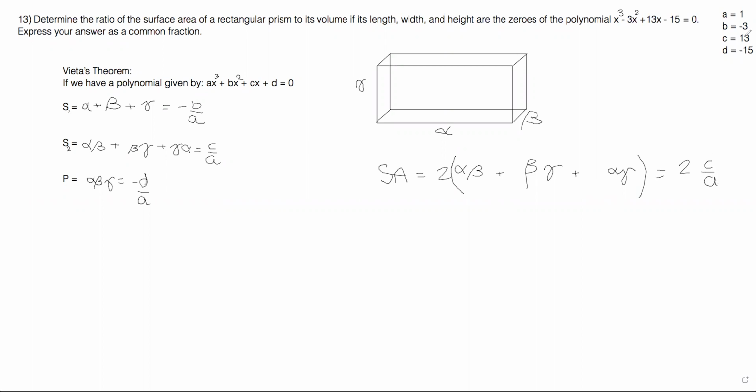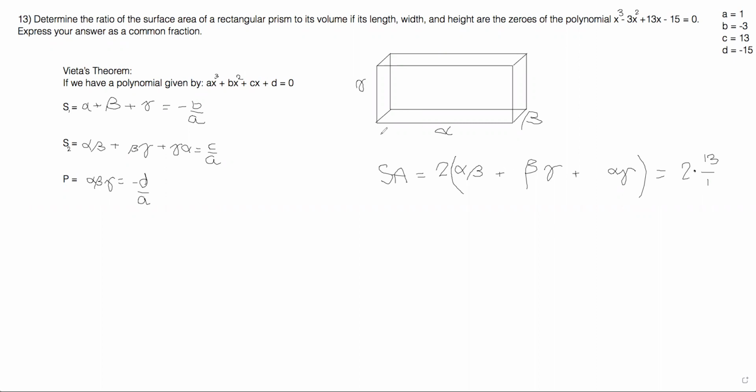We know that C is equal to 13, and we know that A is equal to 1. So C over A is 13 over 1. You might be wondering what the 2 is for, because without the 2, this is totally supported by Vieta's theorem. It makes perfect sense logically and geometrically, but we multiply both sides by 2 to get the surface area, because without the 2, we only have half of the surface area. So this is 2 times 13 over 1. All right, looks good so far.